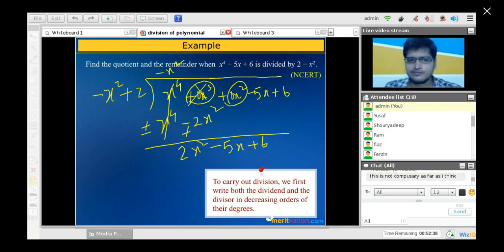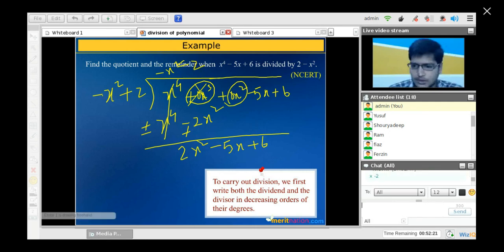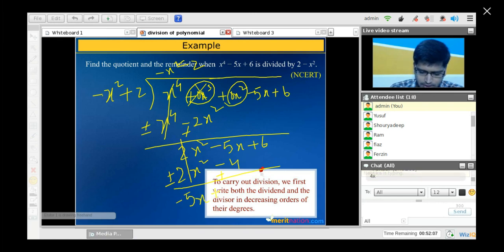Excuse me guys. Now I need to eliminate. Writing 0x cube is not compulsory as far as I think. Yes, Fahad, it is not compulsory, but it's a good habit to do. Now I need to multiply by minus 2 such that 2x squared minus 4, that is nothing but plus or minus plus, and both of them get cancelled. It will be minus 5x plus 10 if I am correct. The remainder will be minus 5x plus 10, because this is plus 4, it is not going to change the minus 5x.